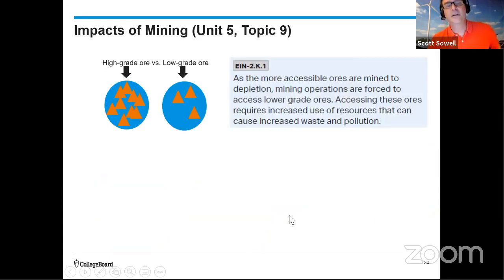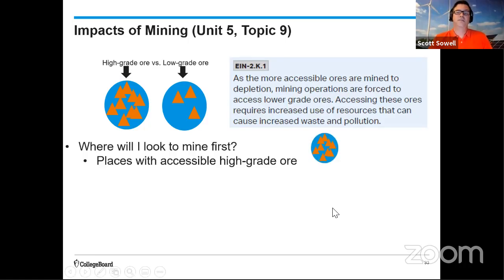Why does that matter? Because of this. I want you to imagine if you're going to start to mine for something, where are you going to go first? What are you going to mine first? You're going to mine that really accessible high grade ore. That's going to give you the most profit. So it's typically going to be more accessible, and that piece of rock is going to have a lot of what you want inside of it. So that's what you're going to go to first.